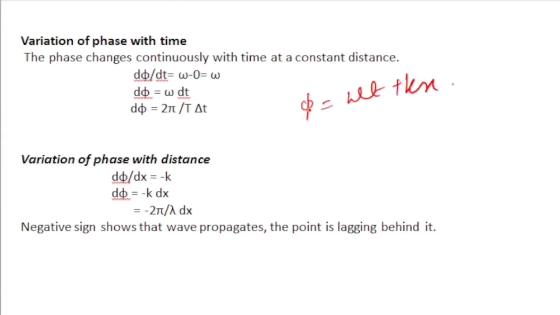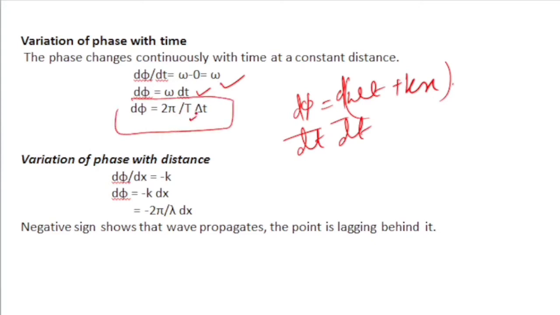When you differentiate this phi with respect to time, you get omega. So d phi is omega dt, and omega is 2 pi by T. So this is the variation of phase with time, and this capital T is the time period.